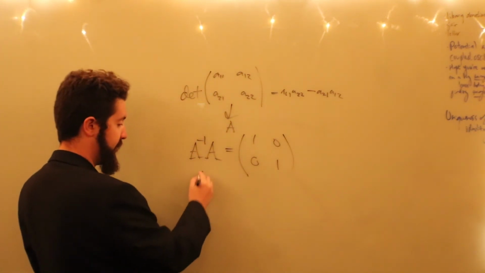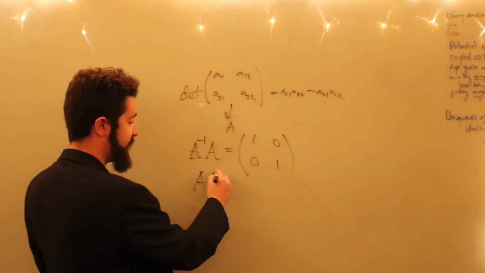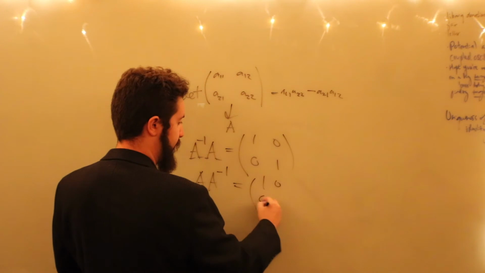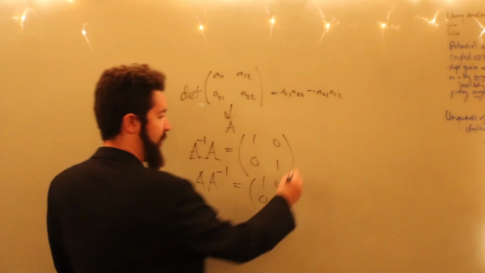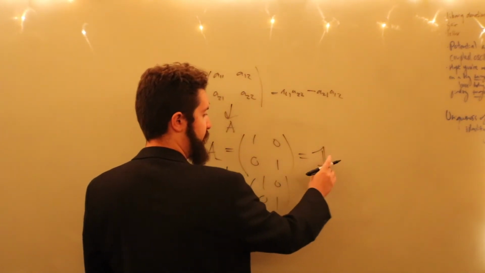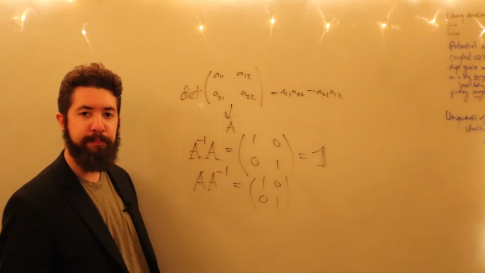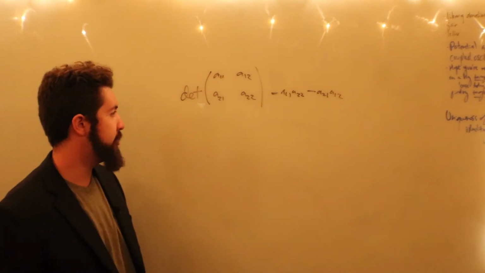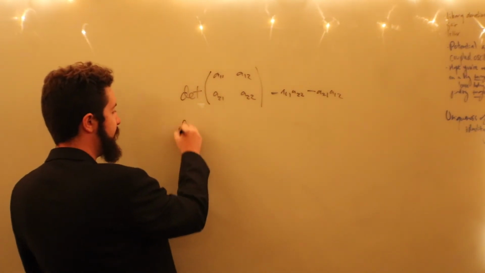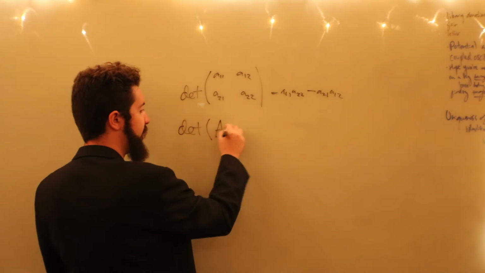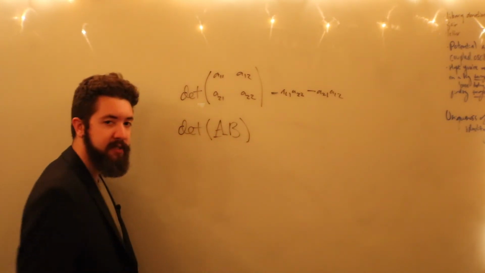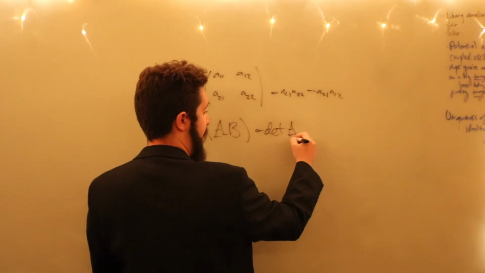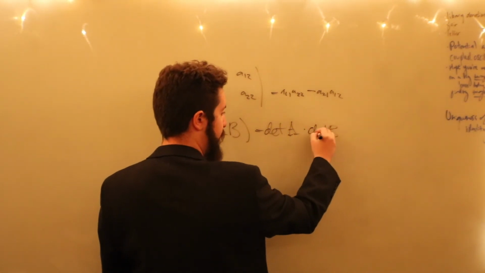And likewise, if such a matrix exists, A times A inverse is also equal to the identity. We'll sometimes write the identity as just this one with a double bar. Moreover, there's a cute property associated with the determinant operation, which is that the determinant of a product of two matrices is equal to the determinant of A times the determinant of B.